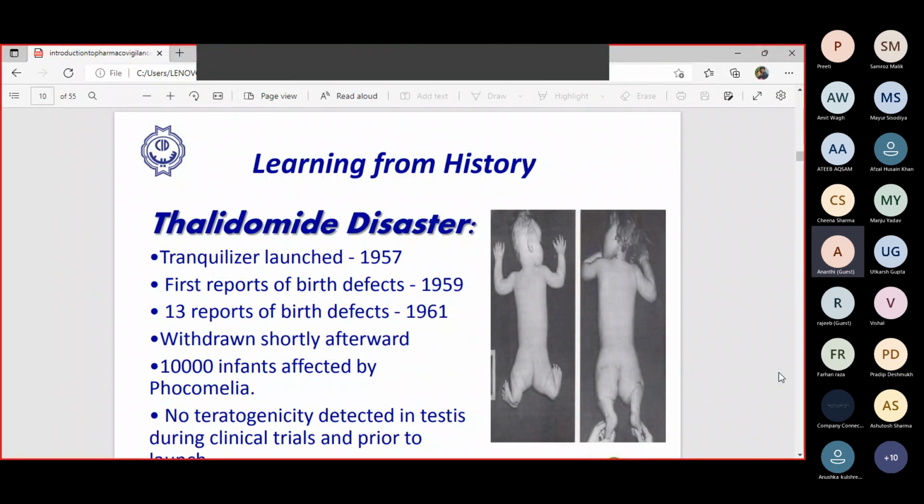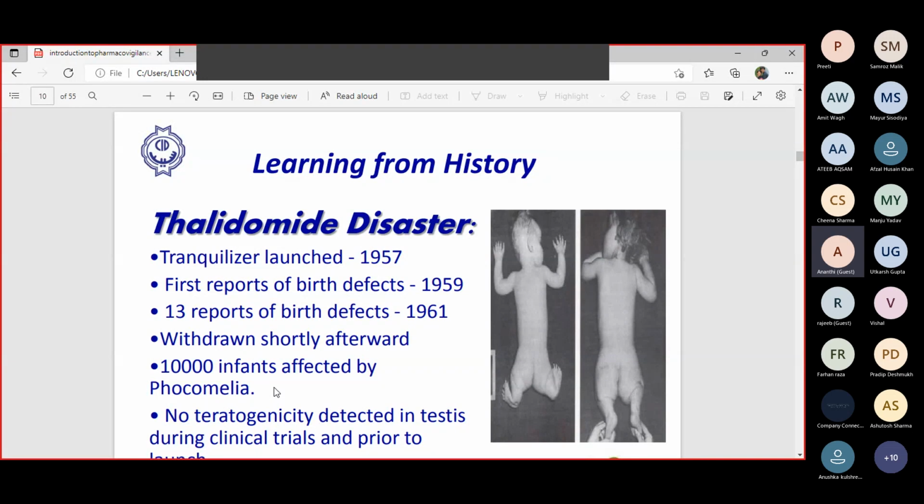But after entering the market, they found out. The drug entered the market in 1957, and only in 1959 did they find out the serious adverse event of the drug. Thirteen reports were given about the birth defect in 1961, but overall more than 10,000 infants were affected by the thalidomide effect. The deformity term is phocomelia, which means the baby is born without limbs: no hands, no legs.